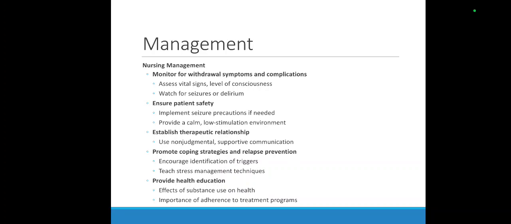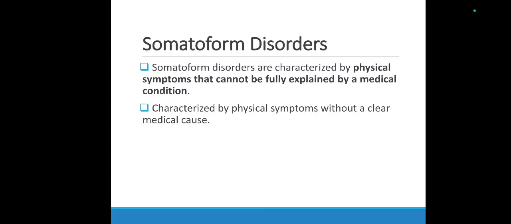So, assess the vital signs and LOC of the patient. Watch for any seizures or delirium, especially for those patients who have alcohol substance abuse. Okay, we have ensure patient safety, establishing seizure precautions and safety precautions. We have establish a therapeutic relationship, promote coping strategies and relapse prevention, and provide health education. So the effects of substance use on health and importance of adherence to treatment programs.